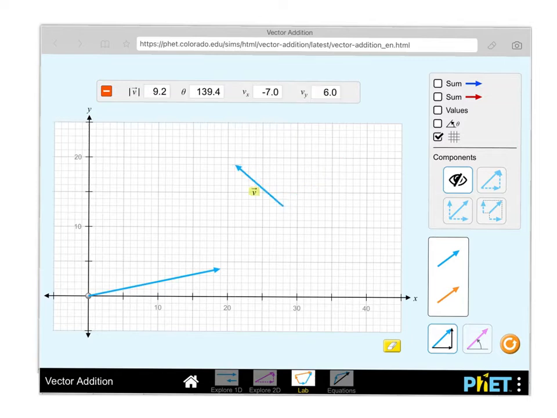you put the base at the tip of the first vector, and then you do this. And also you see it's giving you the components as well. So it's calculating the components and the magnitude and the direction. It's doing it all automatically. And so you can do a vector addition problem using this simulation.